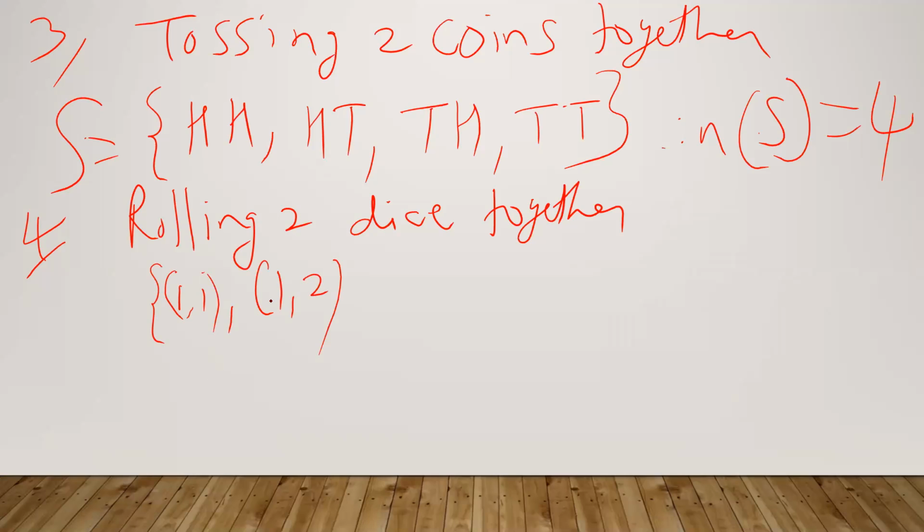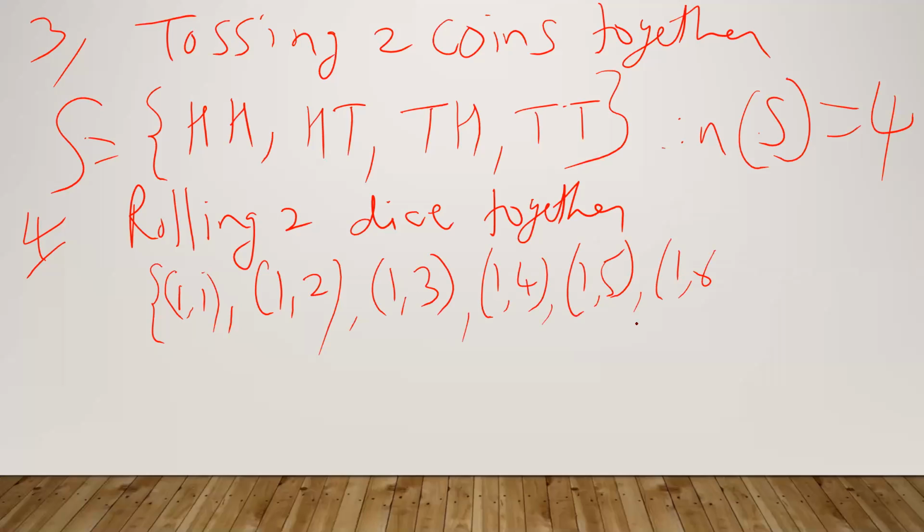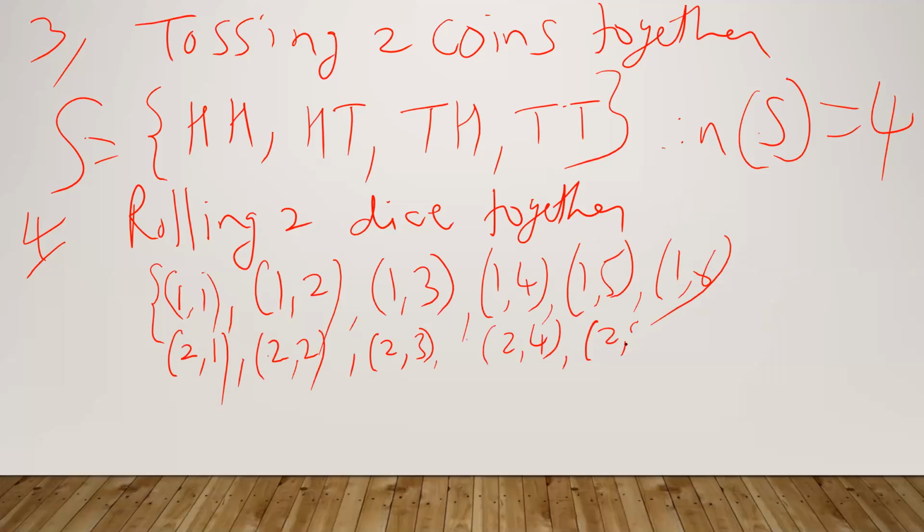the first dice showing 1 on the uppermost face, and the second dice showing 2. Or it may happen that 1, 3, 1, 4, 1, 5, and 1, 6. Or the first one is showing 2 on the uppermost face and the second one is showing 1. Or both showing 2, 2. Or 2, 3, 2, 4, 2, 5, 2, 6.